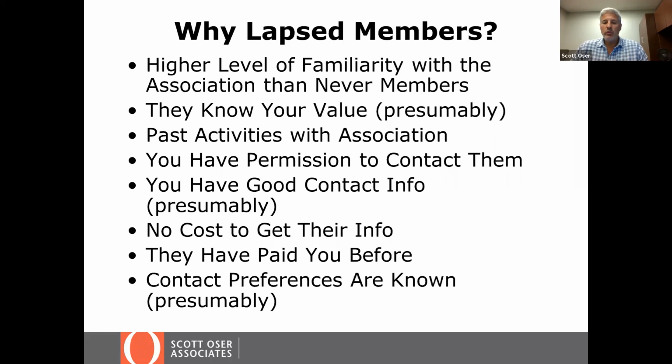Contact preferences are known, again, presumably. I know I keep harping on this a little bit, but it has to do with your AMS or your marketing software. If you know how people like to be contacted, you can use that information to contact them in a similar way. It has almost always been true in direct marketing that if you contact someone based on how they responded the first time, you're much more likely to get a higher response rate and get in contact with them.